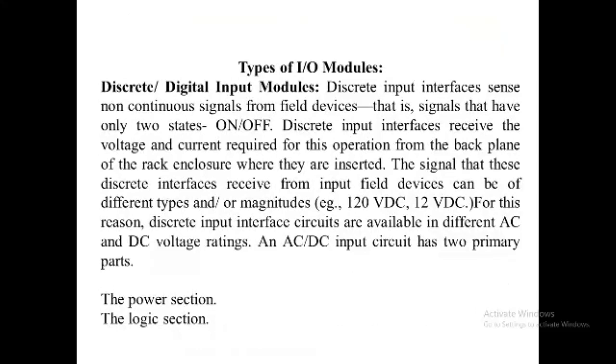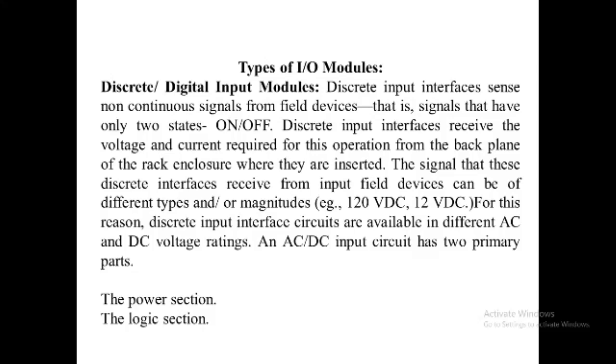How many types of IO modules are generally available in the market, what is the main function of this IO module in case of the PLC system, whether it is really applicable for the PLC system, or what are the different applications of these IO modules? So let us start. Basically, in case of the IO modules, there are two types of modules available.